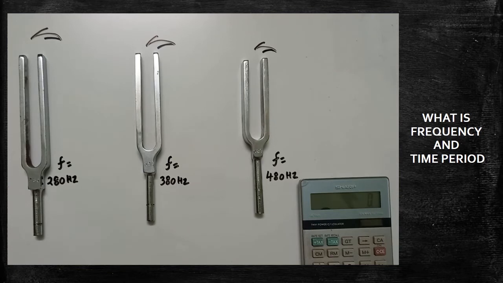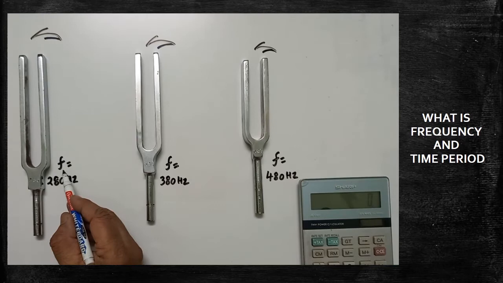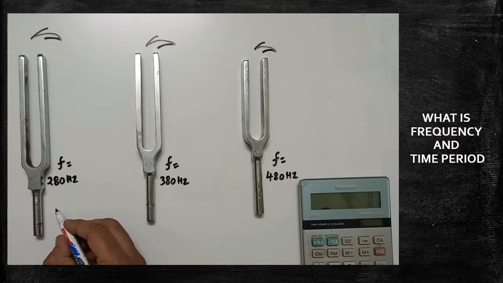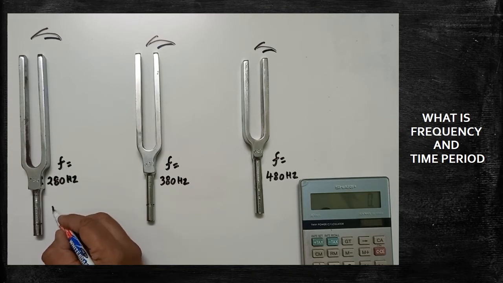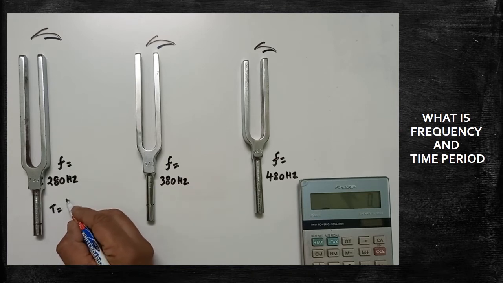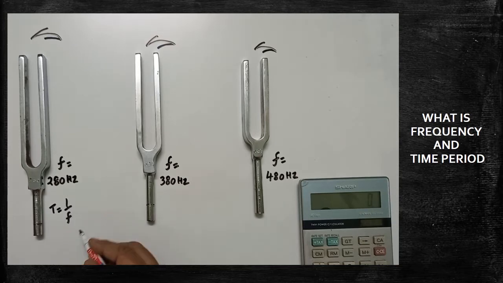So how to calculate the time period? That is the time taken for one vibration. By knowing the value of f, we are able to calculate the time period. So first you should know the relationship between frequency and time period. Time period T is equal to 1 by f, which is the formula. The reciprocal of the frequency is the time period.